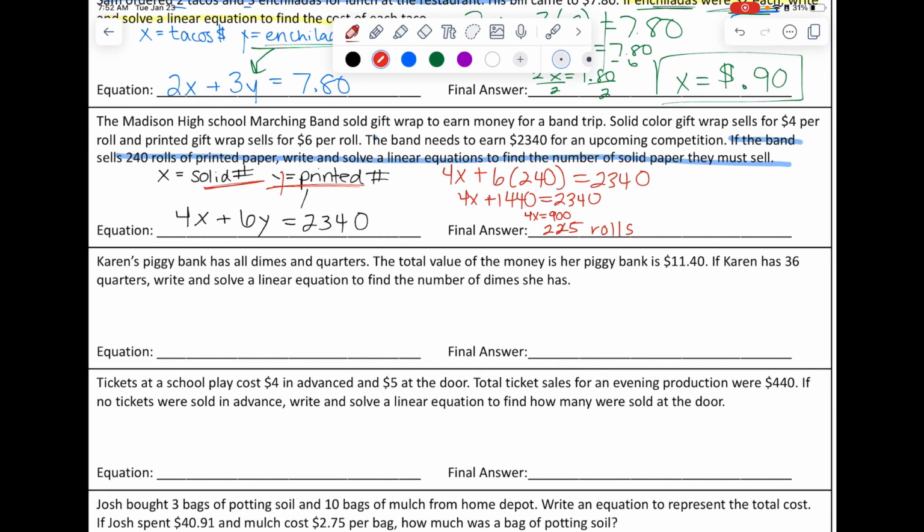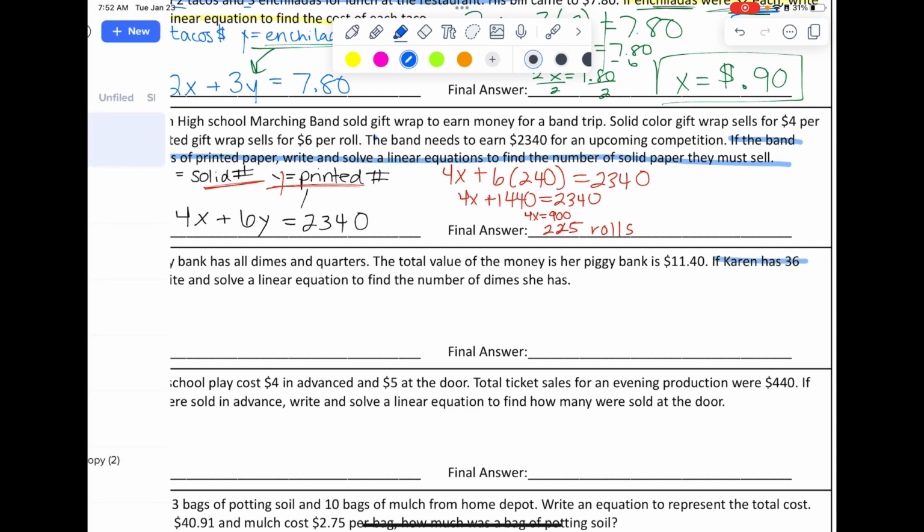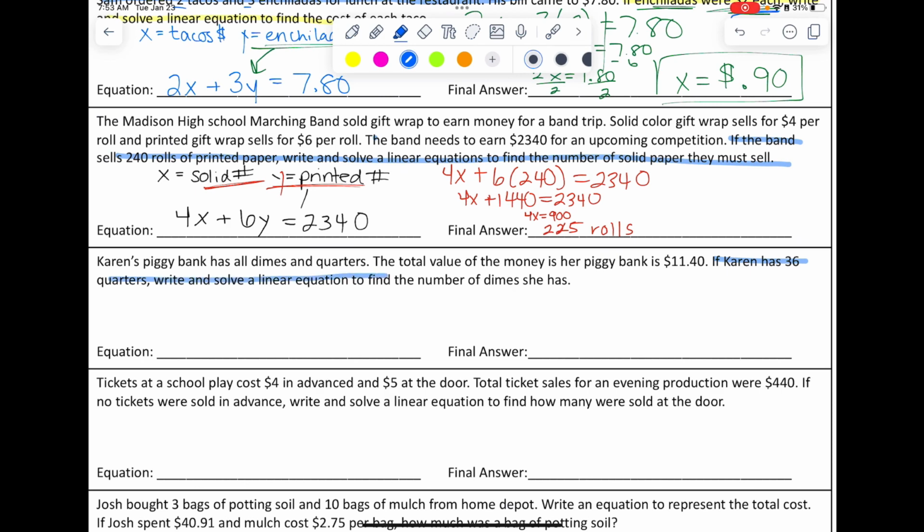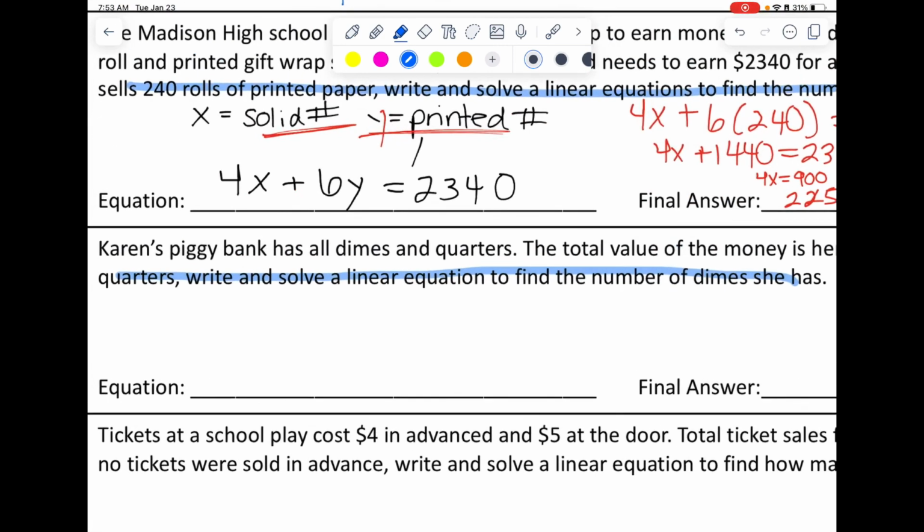All right, the next problem. Karen's piggy bank has all dimes and quarters. The total value of the money in her piggy bank is $11.40. If Karen has 36 quarters, write and solve a linear equation, find the number of dimes she has. That if Karen has 36 quarters, we aren't going to use that until after we have our equation. So it's not going to be a part of our equation.